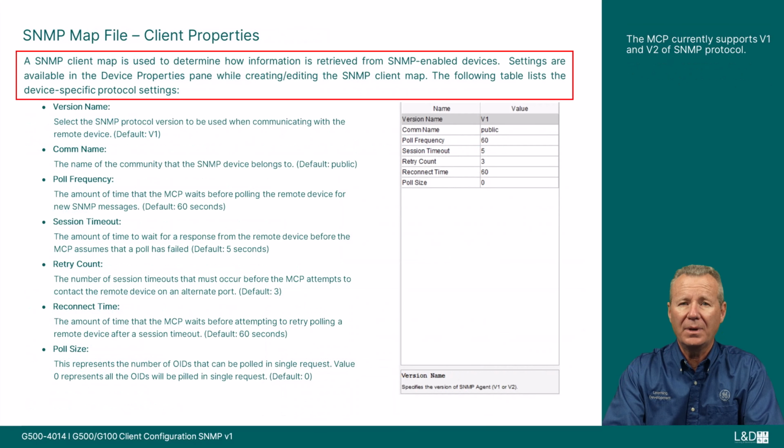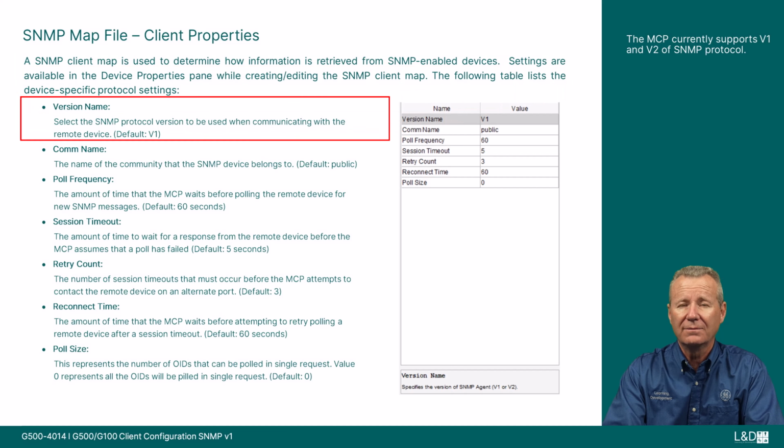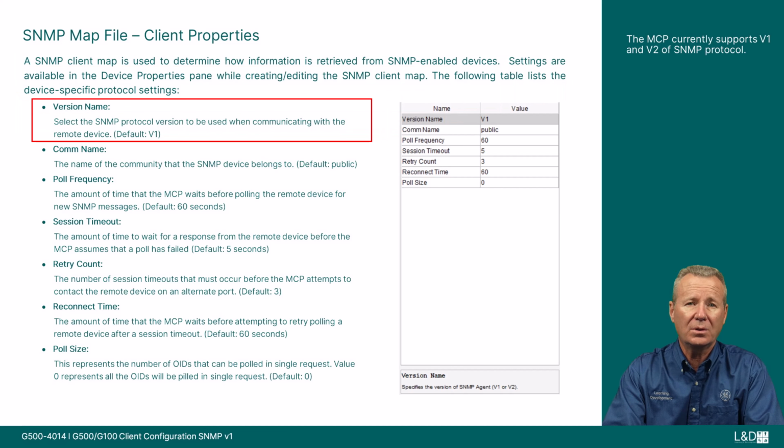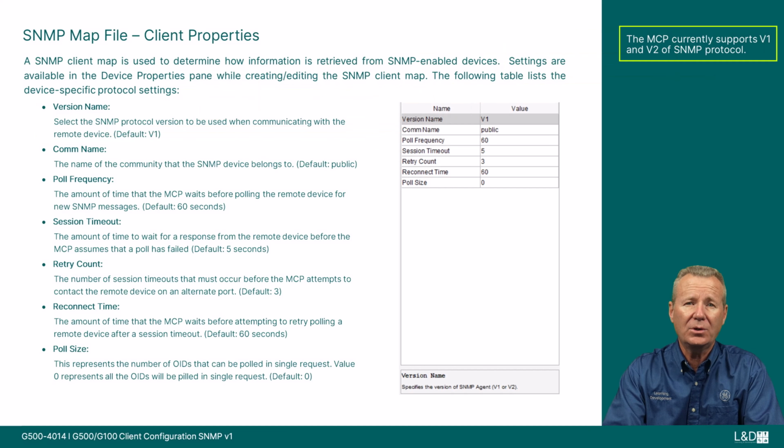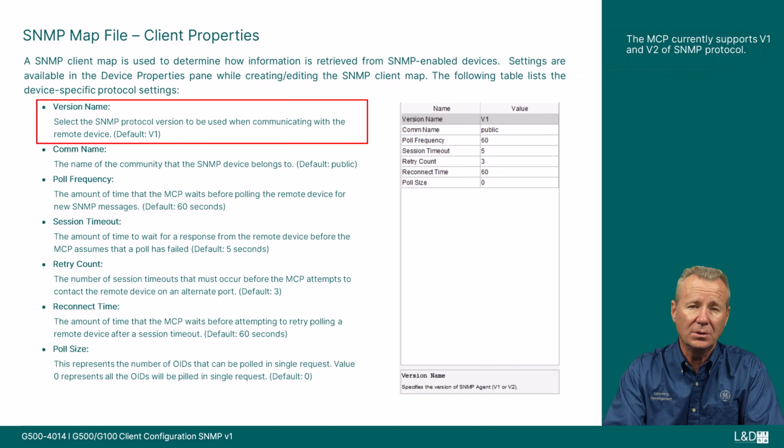A SNMP client map is used to determine how information is retrieved from SNMP-enabled devices. Settings are available in the Devices Properties pane while editing the SNMP client map. The following table lists the device-specific protocol settings. Version name: select the SNMP protocol version to be used when communicating with the remote device. The MCP currently supports V1 and V2 of the SNMP protocol. The default version is V1.